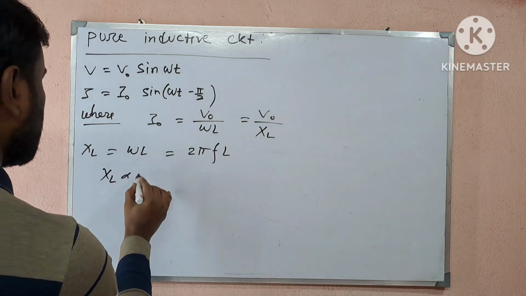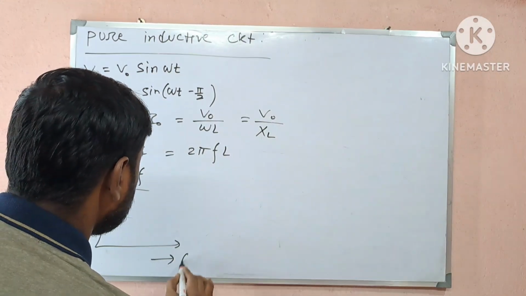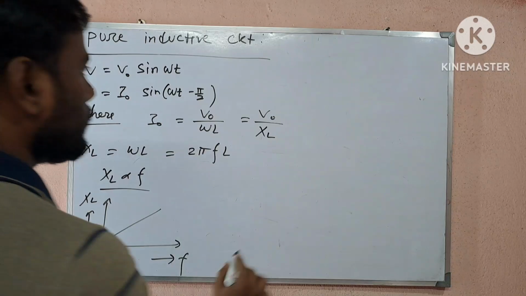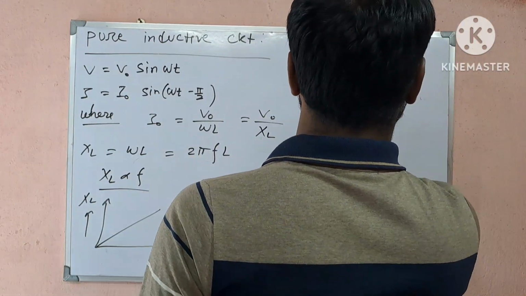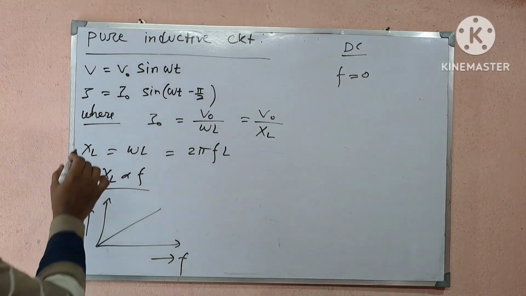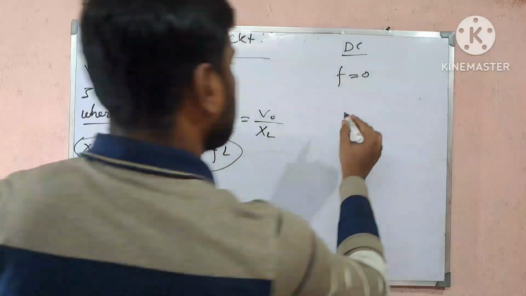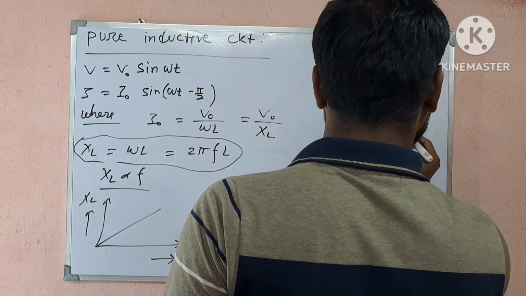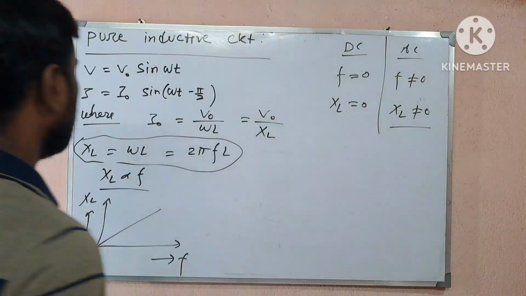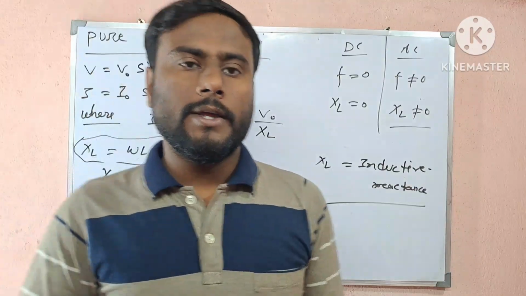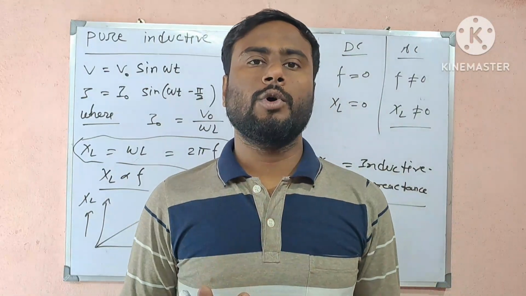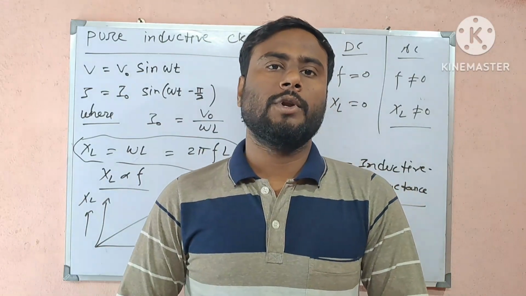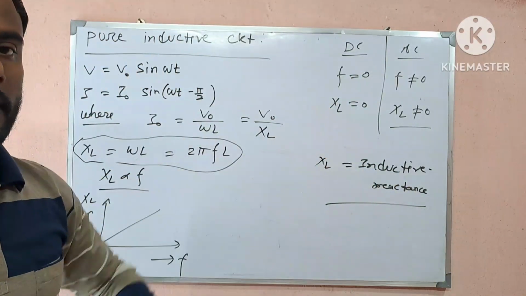So chi L is directly proportional to frequency. If we plot frequency along the x-axis and chi L along the y-axis, then a straight line will be the nature of the graph. And for a DC signal, frequency equals 0. From this relation, we can say that chi L will also be equal to 0. For an AC signal, frequency is non-zero and finite, so chi L will also be non-zero and finite. So what we can say here is, if DC current flows through an inductor, there will be no opposition. But if AC current flows through the same inductor, then it will oppose the current by the amount chi L. Clear?